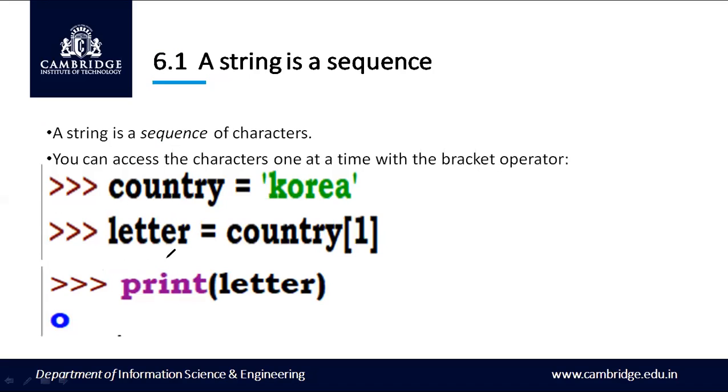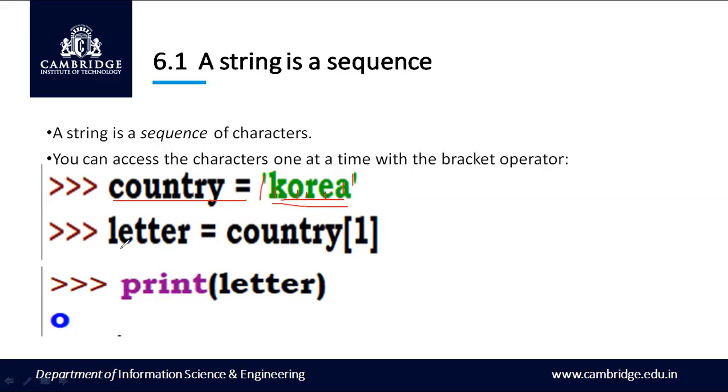Here in this example, you can see the country variable, and for the variable country we have a string. How do you tell that it is a string? It is represented by single quotes. And what is a string? It is a sequence of characters. You can see K, O, R, E, A are the sequence of characters within this string Korea.